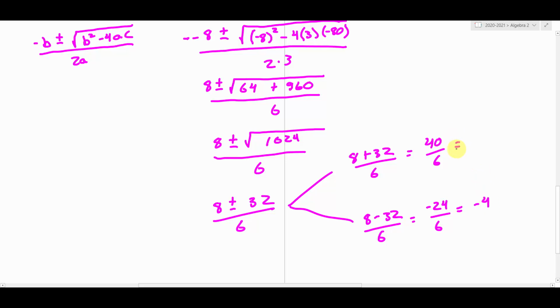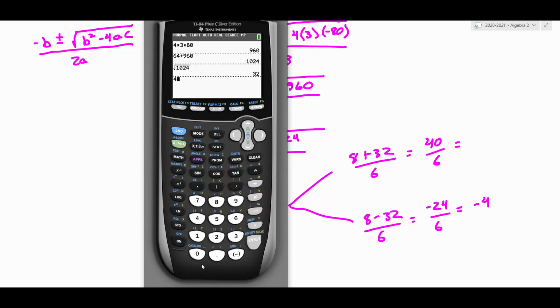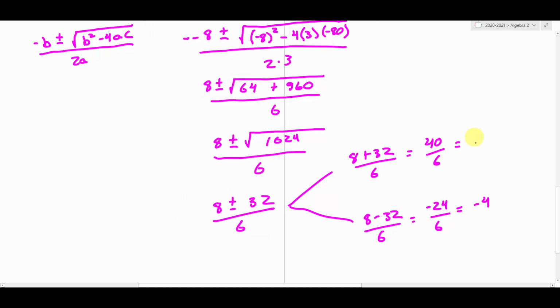And the other will be a decimal of some kind. Let me pull up my calculator here, because 40 divided by 6 is 6.66 repeating. And there we go. There's my 2 solutions. So I'd come over here and say x equals 6.66 repeating, and the other one is x equals -4. And there's my two solutions.